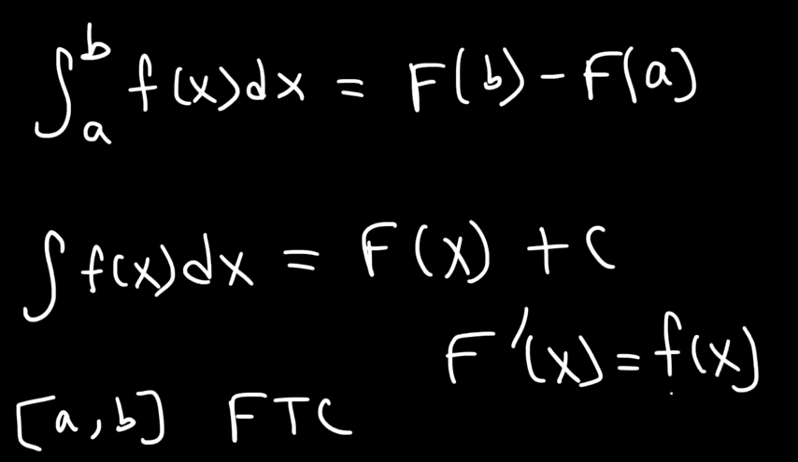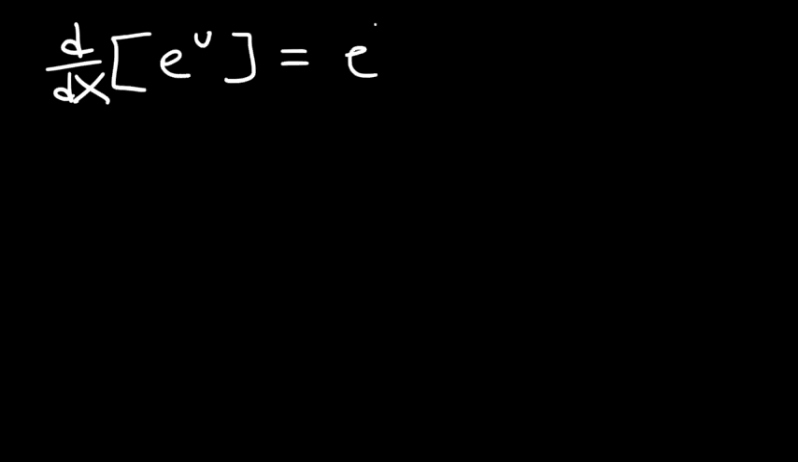Now let's talk about exponential functions. The derivative of an exponential function like e to the u is e to the u times u prime. Now what about the antiderivative of e to the u?